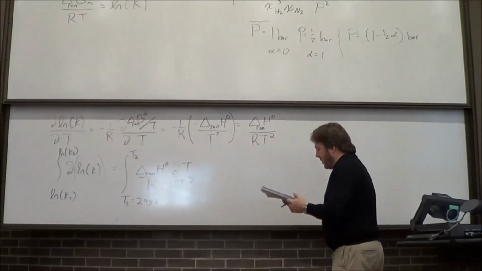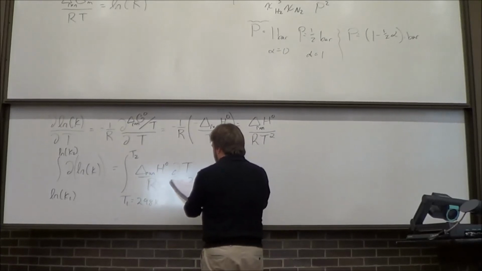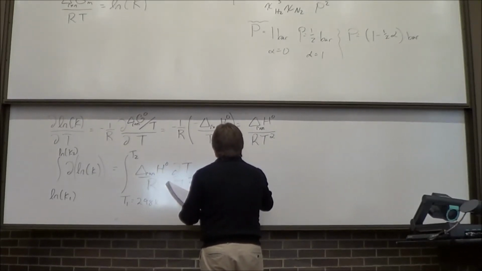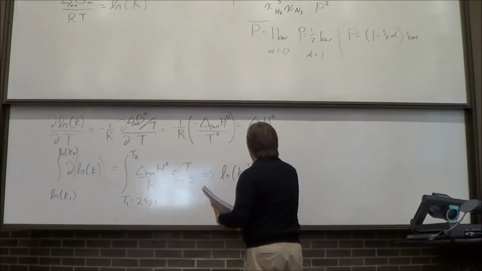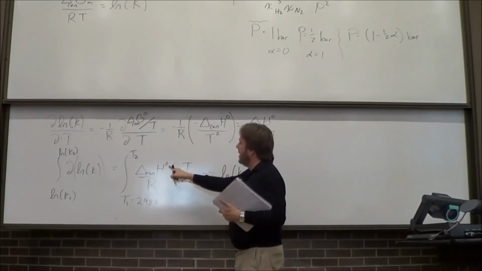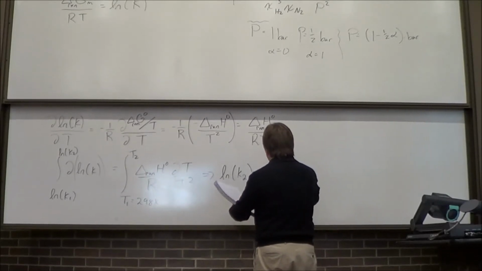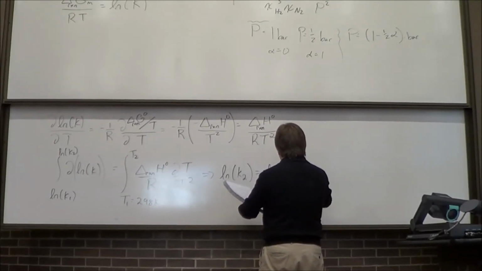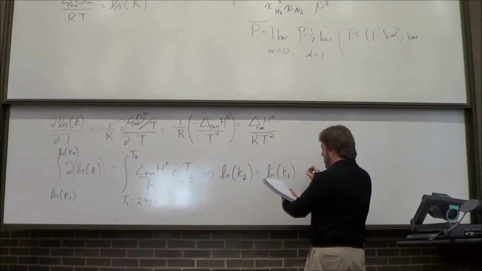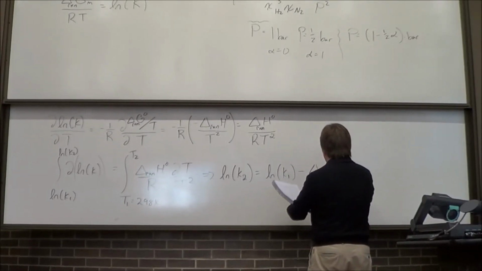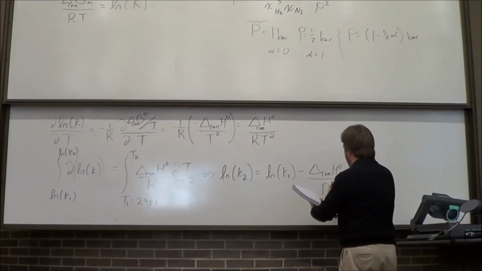All right, so what do you do with this? Okay, I'm just going to go ahead and integrate it. And of course, I am going to ignore the fact that delta H changes with temperature. I'm just going to ignore that because this is complicated enough already. Again, you've been given this information, and you look this one up in the table in the back of the book.